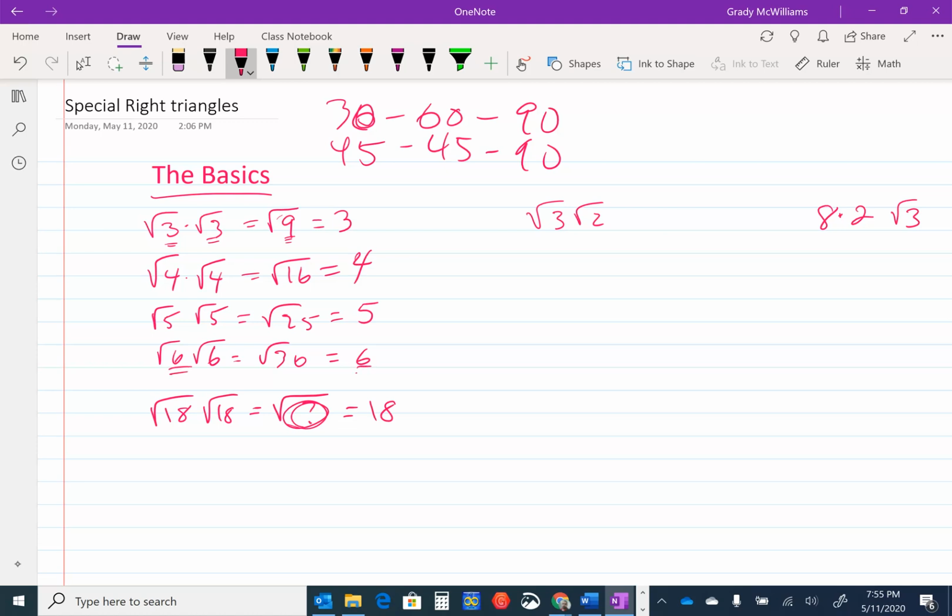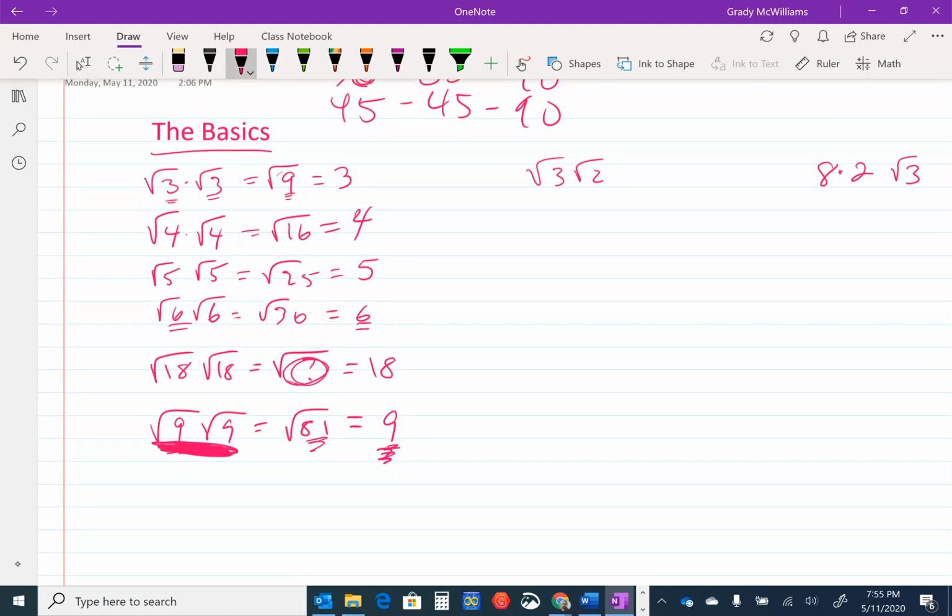Maybe you recognize the pattern here. Maybe I go back to a smaller number. Square root of 9 times square root of 9 is square root of 81. What number times itself gives you 81? 9. Notice how this is this. If you see a square root times itself, then it's going to be a regular number without a square root. Okay, so you need to get used to this fact.